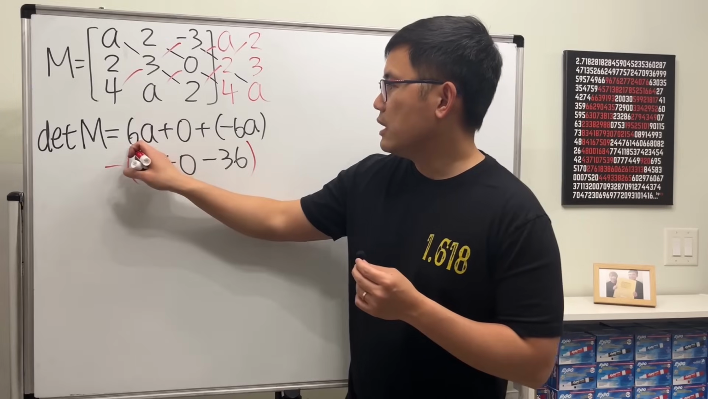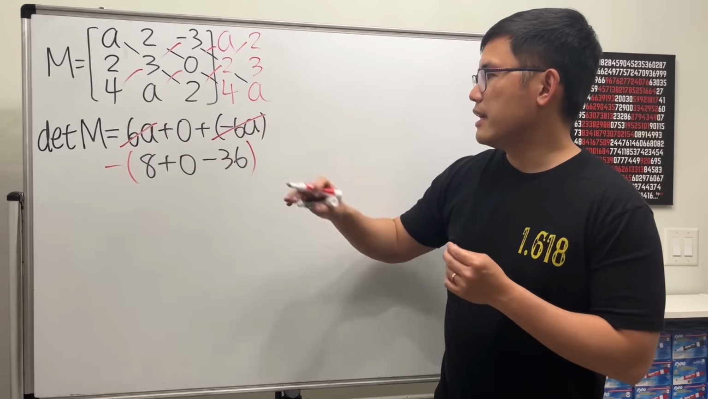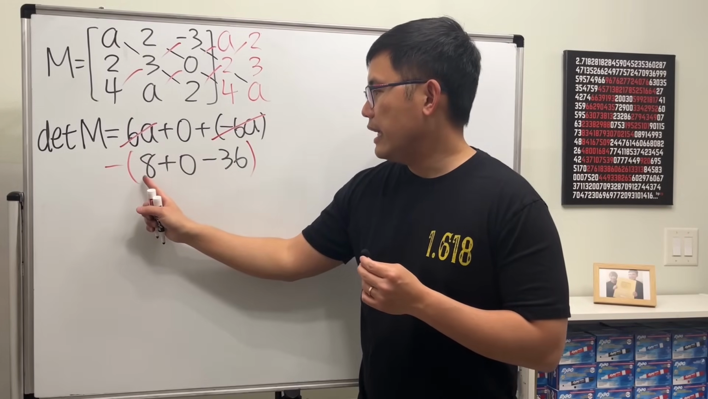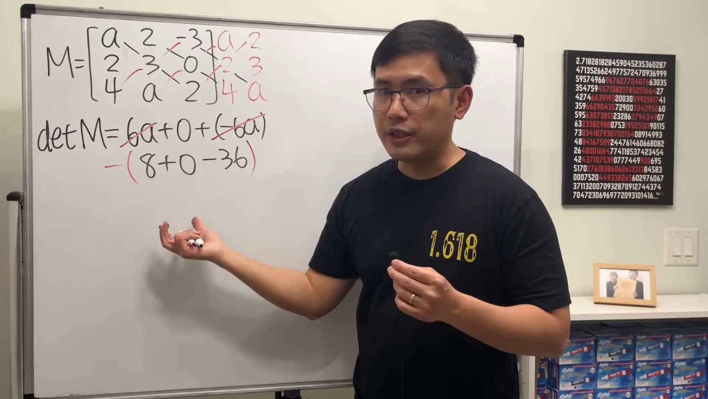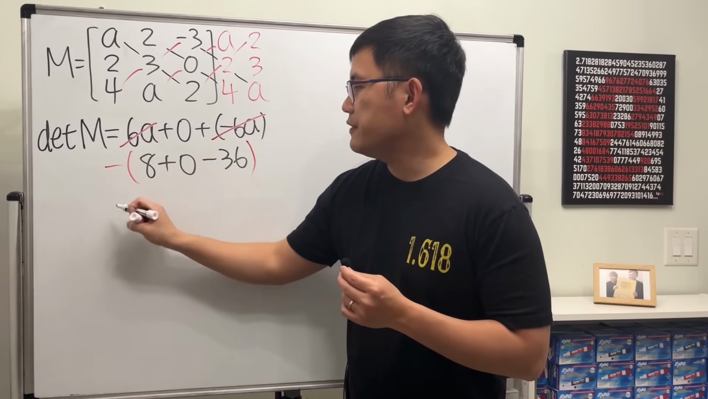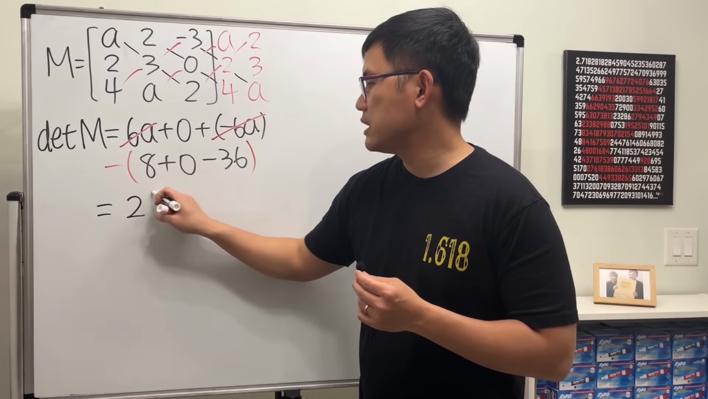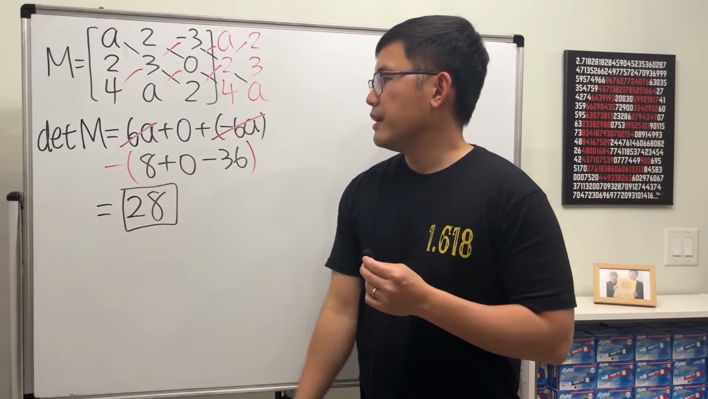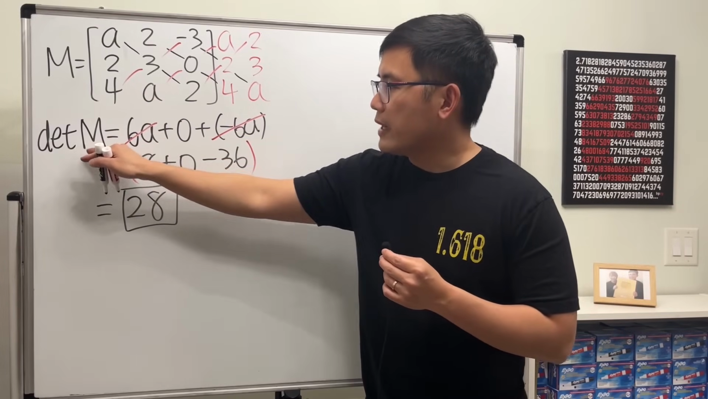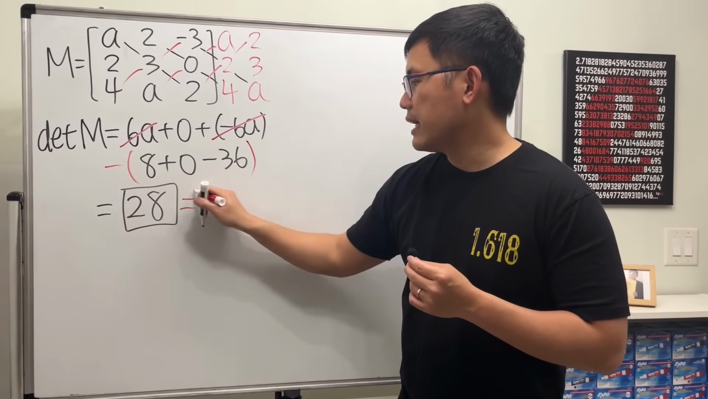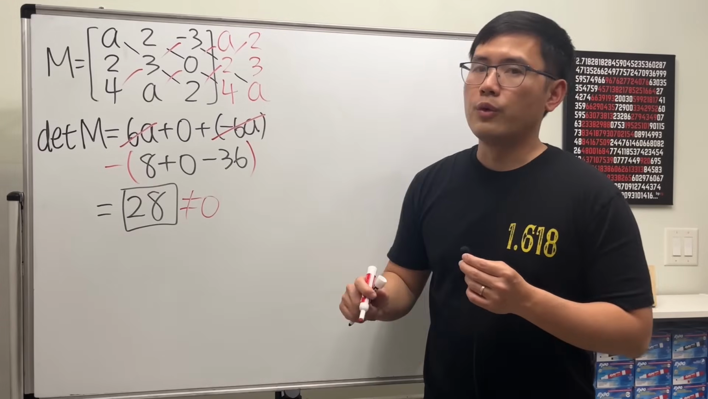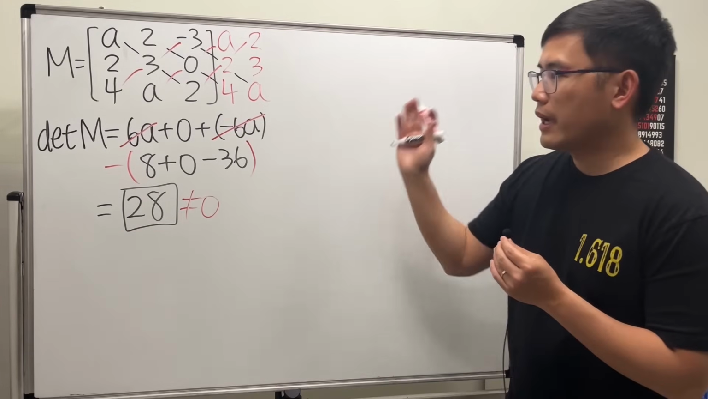Now, as we can see, 6A and negative 6A cancel. And then this is 8 minus 36, which is negative 28. With the negative in front, altogether we get positive 28. So the determinant of M is 28, which is not equal to 0. Therefore, we know we have an inverse for M.